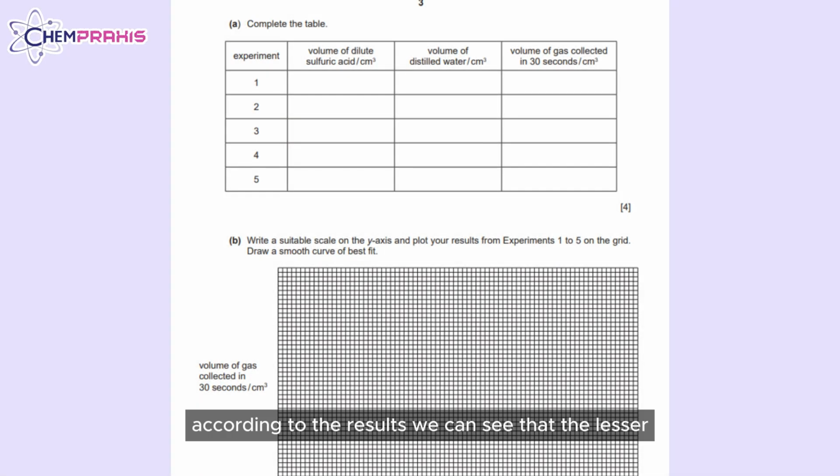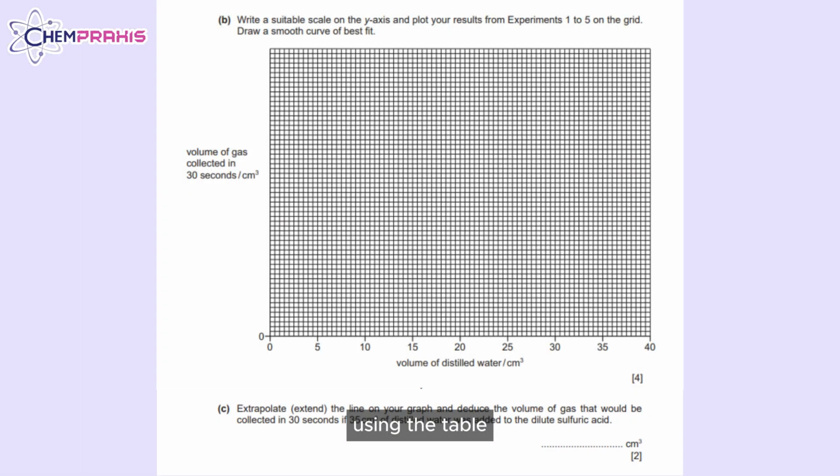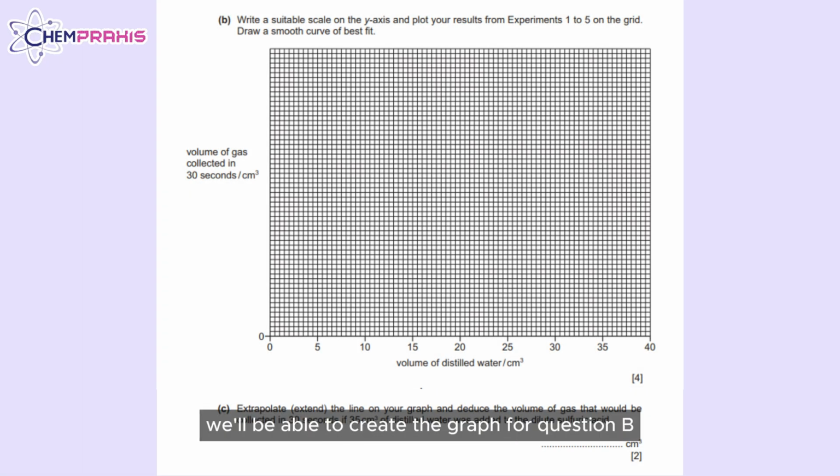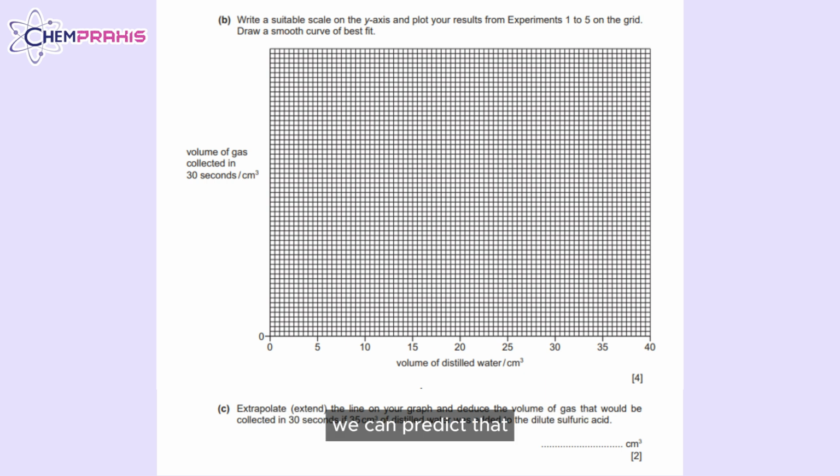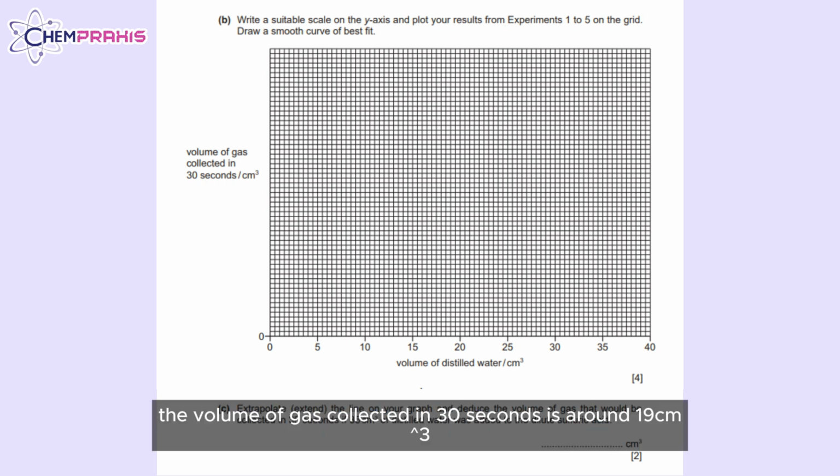According to the results, we can see that the less distilled water is added, the more gas is collected in 30 seconds. Using the table, we'll be able to create the graph for question B. After extending the line, we can see that if 35 ml of distilled water was added to the dilute sulfuric acid, we can predict that the volume of gas collected in 30 seconds is around 19 cm³.